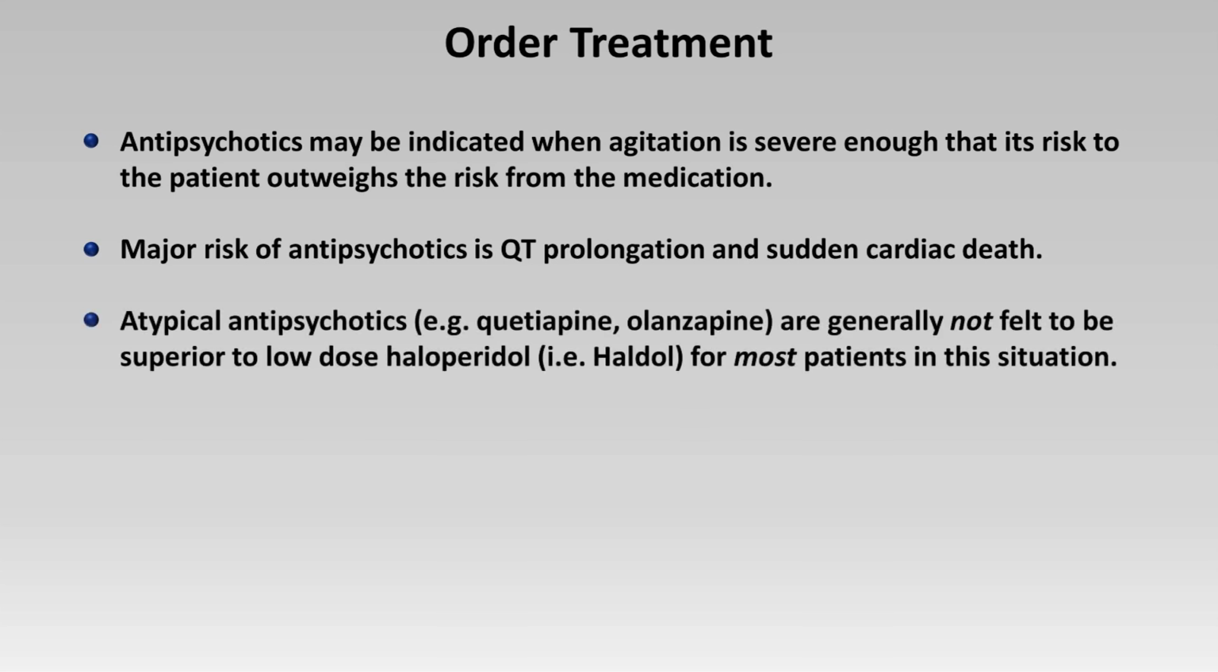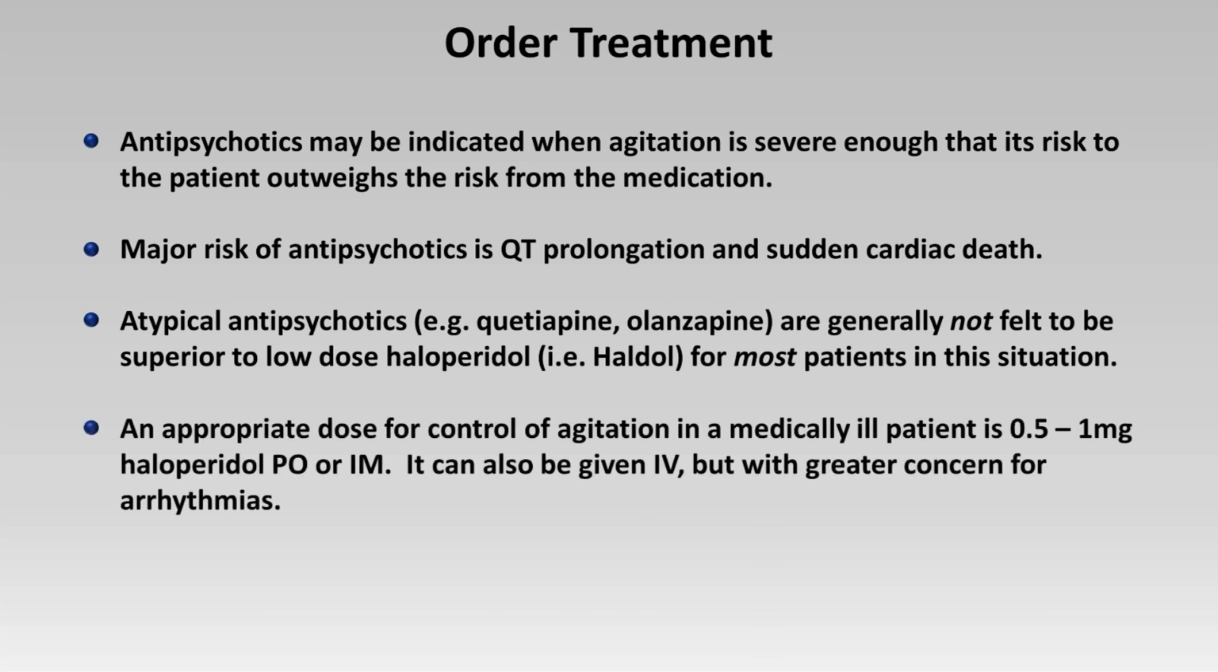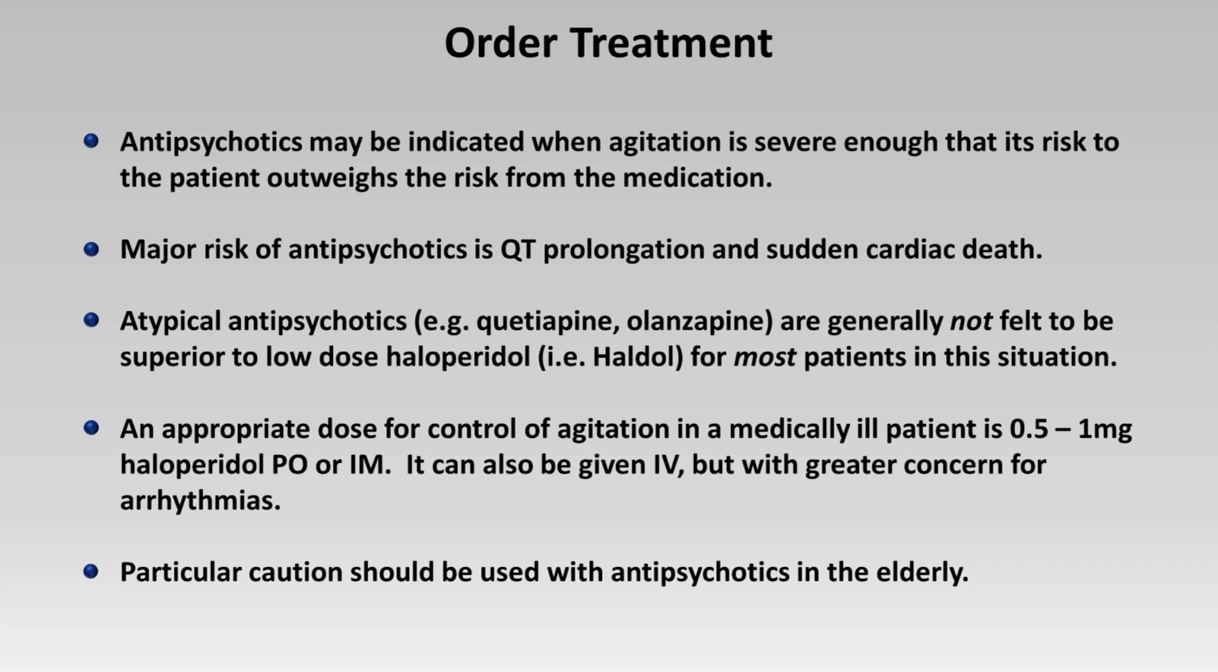Atypical antipsychotics, such as quetiapine and olanzapine, are generally not felt to be superior to low-dose haloperidol for most patients in this situation. An appropriate dose for control of agitation in a medically ill patient, at least to start off with, is 0.5 to 1 milligrams of haloperidol, PO or IM. It can also be given IV, but with mildly increased concern for arrhythmias. Particular caution should be used with antipsychotics in the elderly.